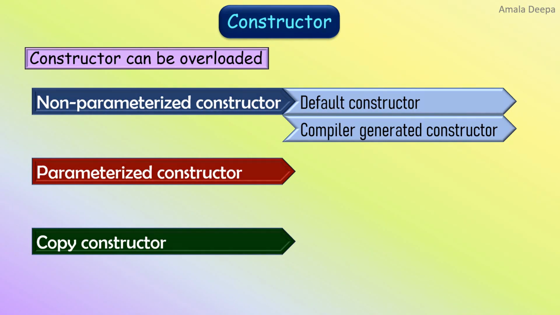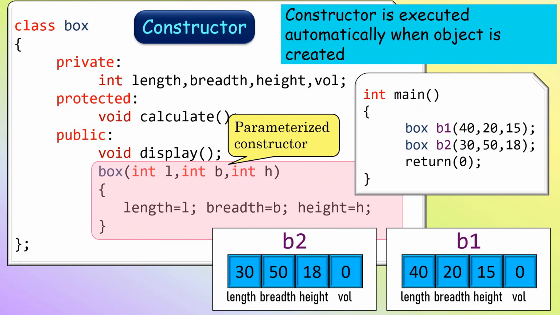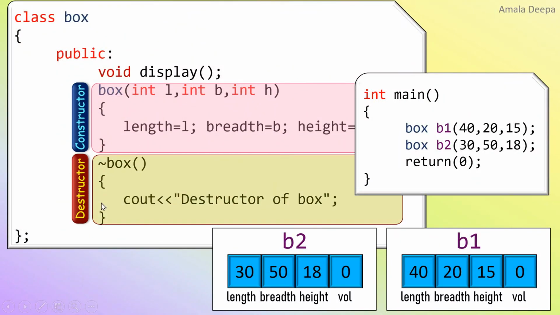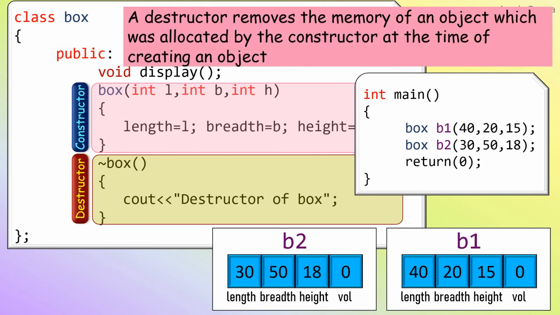There is another special member function which can be defined within a class. It is called destructor. This member function is called destructor. The destructor also has the same name as the class name but prefixed with tilde character. A destructor removes the memory of an object which was allocated by the constructor at the time of creating an object. That is, the objects created by the constructor are destroyed or removed by the destructor.